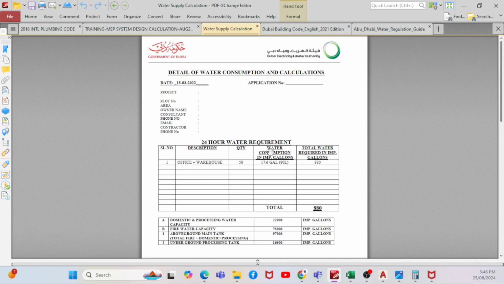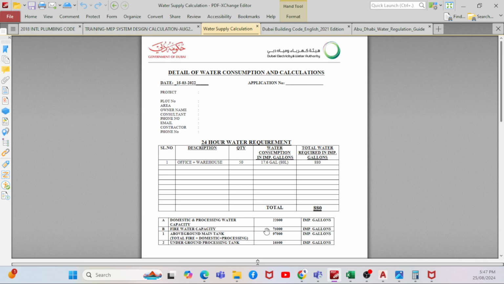But for the building calculation, it is based on this method only. Do not get confused by this one. This I will tell you later, how to calculate fire water tank capacity or whatever. You have different processing water, for example chilled water. You have a chiller, you need a flow rate, right? The chiller also requires makeup water. So that makeup water you will be adding here. That is called processing water.